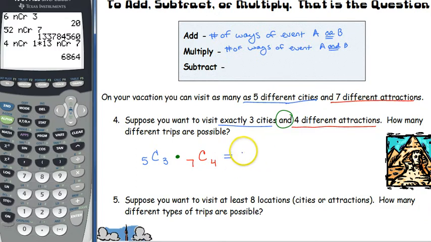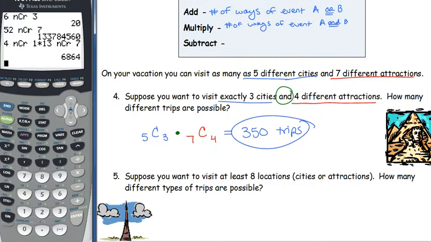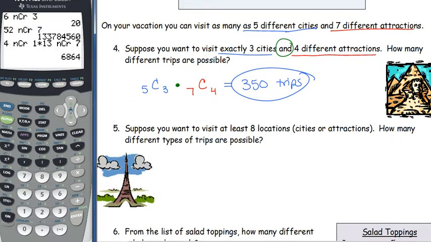All right, and you should have gotten 350 total possible trips that you could have made up there. Again, remember the keyword being and meant that we were going to multiply. For number 5, suppose you want to visit at least 8 locations, cities, or attractions. How many different types of trips are possible?